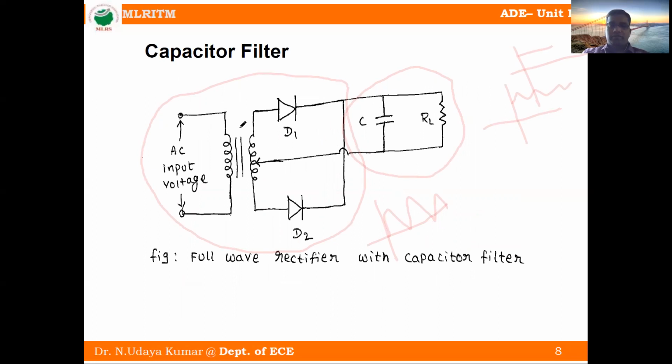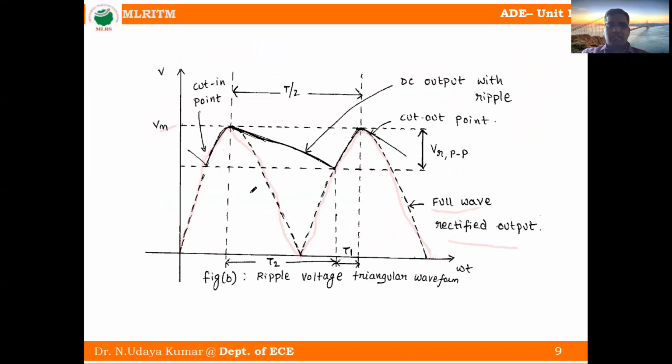For example, if the transformer secondary is 50 volts, then this one is 25 and this one is 25, because it is center tapped. It is divided into two. So this secondary voltage is for charging the capacitor. See, the capacitor is charging.